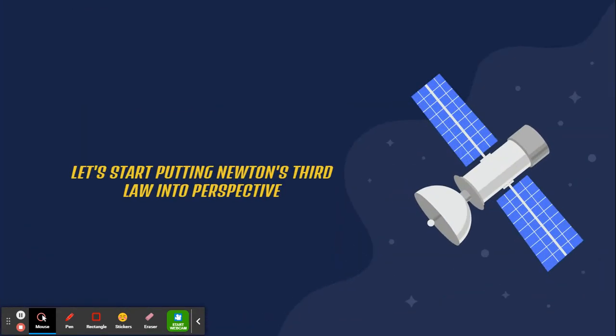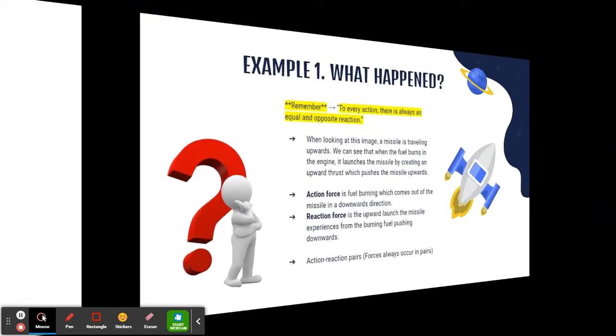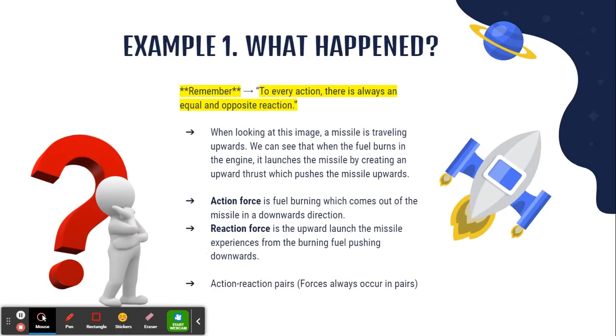Let's start by experimenting and putting Newton's third law into action. As mentioned earlier, Newton's third law states, to every action there is always an equal and opposite reaction. When looking at this image, a missile is traveling upwards. We can see that when the fuel burns in the engine, it launches the missile by creating an upward thrust, therefore pushing the missile upwards. In this image, the action force is the fuel burning, which comes out of the missile in a downwards direction. On the other hand, the reaction force is the upward launch the missile experiences from the burning fuel, pushing it upwards.